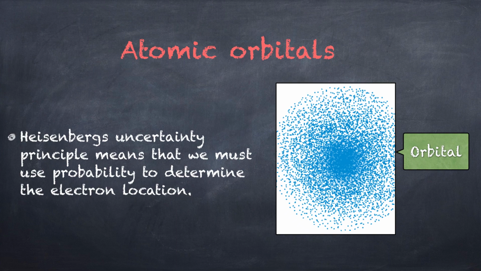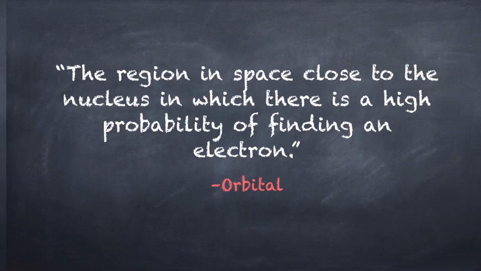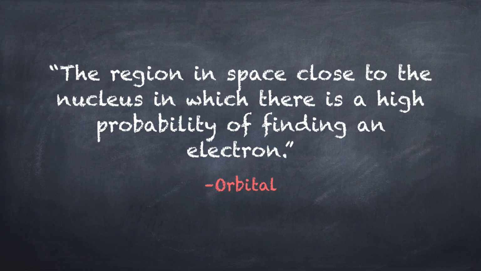Heisenberg's principle now means we must use probability to determine the location of an electron in an atom. The more dense the dots are, the more likely the electron is to be found in that position. An orbital is defined as the region in space close to the nucleus in which there is a high probability of finding an electron.